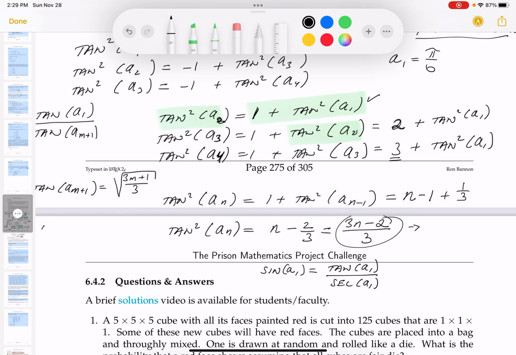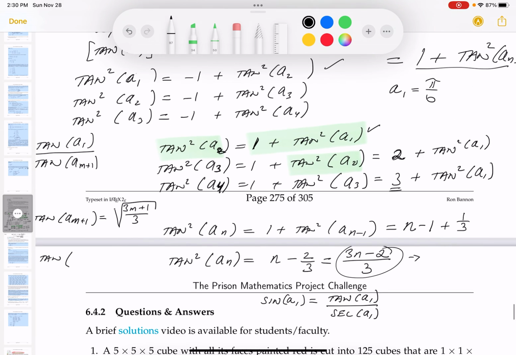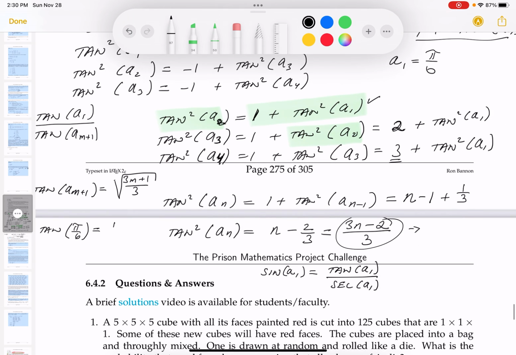And I am going to write down the tangent of A1. And at A1, again, I want to remind you, it's written down for you, is pi over 6, 30 degrees, or pi over 6. And that was equal to, what was that equal to? 1 over root 3, right? Well, let's write this down. It's 1 over root 3 divided by the root of (3m plus 1) over 3.